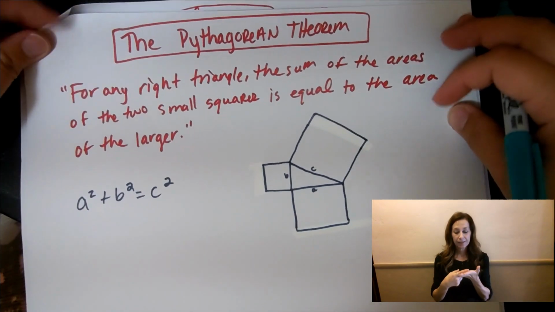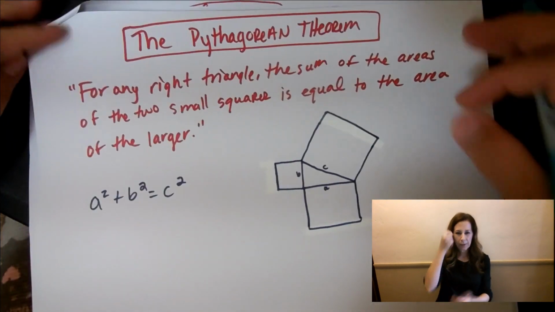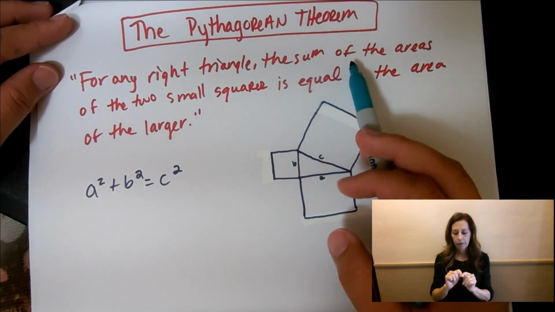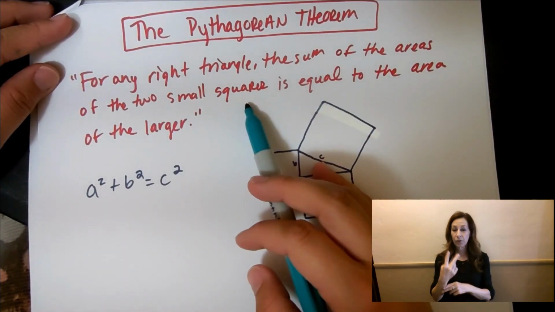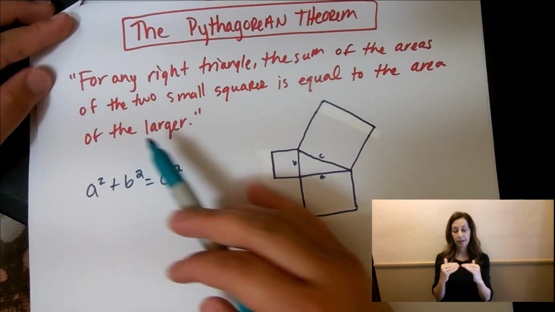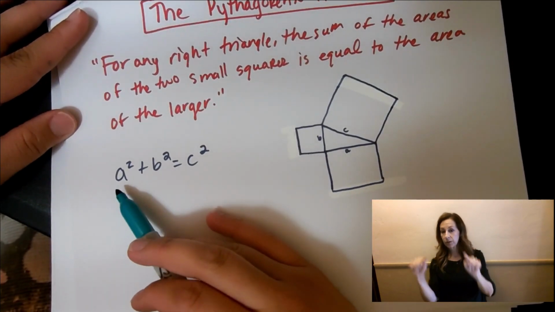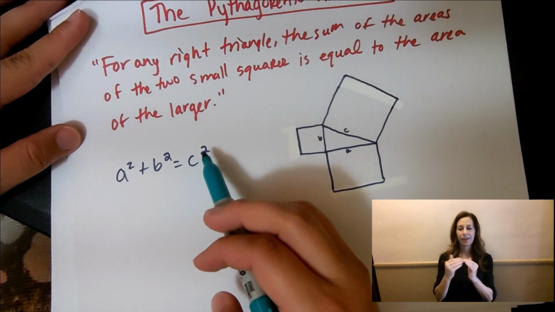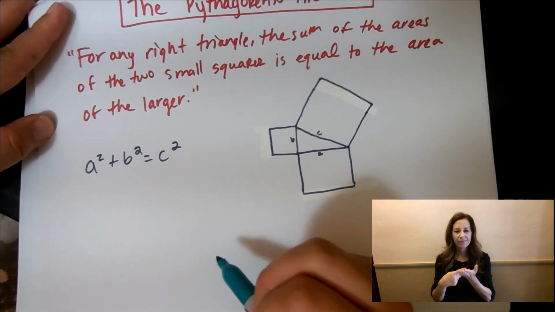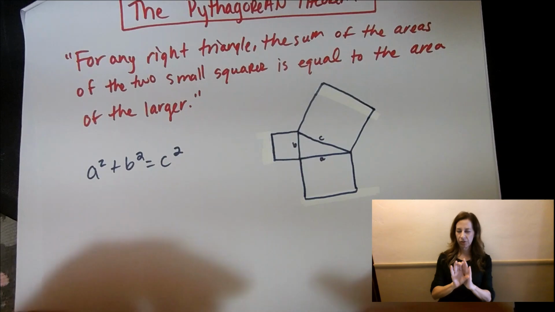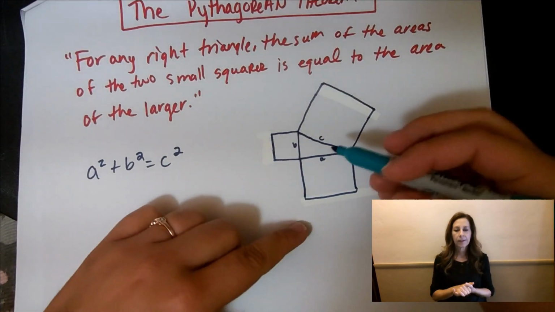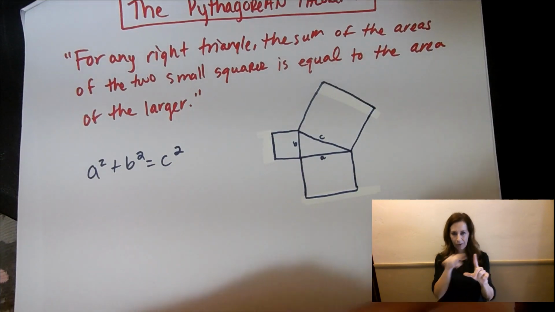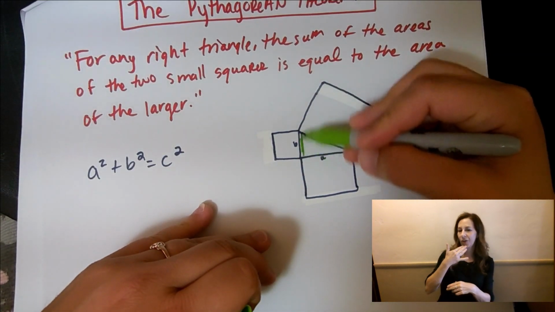Now, let's talk about what the Pythagorean theorem means. For any right triangle, the sum of the areas of the two small squares is equal to the area of the larger. So this is the equation, the Pythagorean theorem, a squared plus b squared equals c squared. So let's talk a little bit about that using this picture and what it actually means. Inside, you will see a right triangle. I'm going to color that in, I'm going to say it's green.